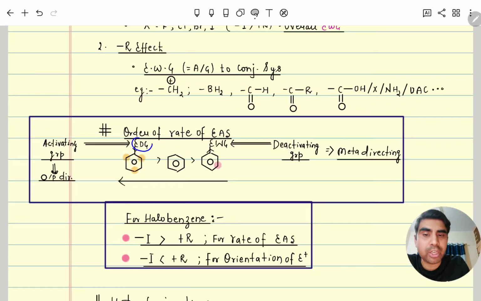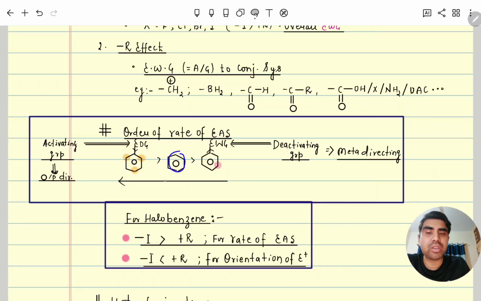Electron donating groups are ortho-para directing groups, and the rate of electrophilic attack will be higher here. This means the welcoming nature toward the electrophile will be greater, because the electrophile is electron deficient and this ring is more electron rich due to the electron donating group. Electron density is more at ortho and para.